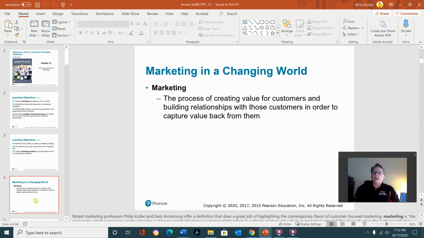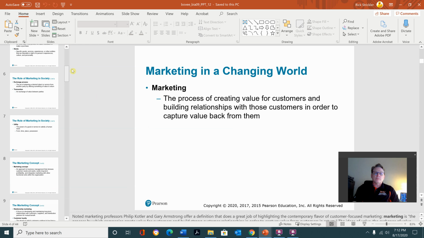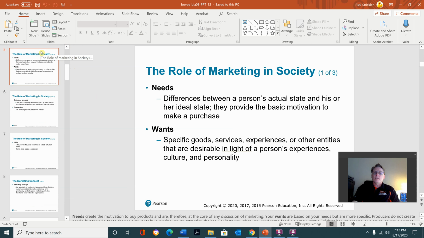Marketing is the process of creating value for customers and building relationships with those customers in order to capture value back from them. Needs and wants are different. Needs are differences between a person's actual state and his or her ideal state. They provide the basic motivation to make purchases.